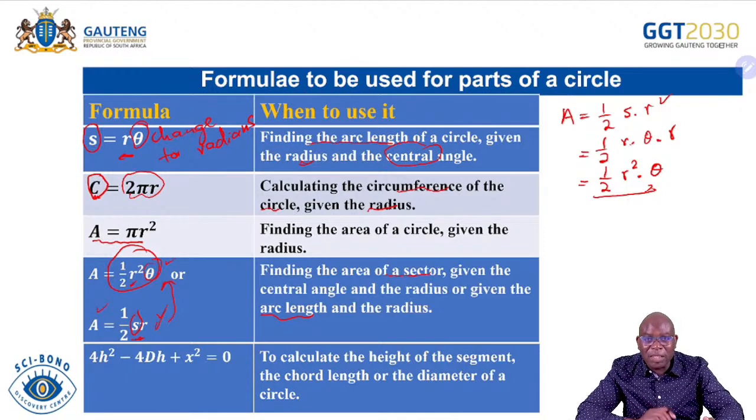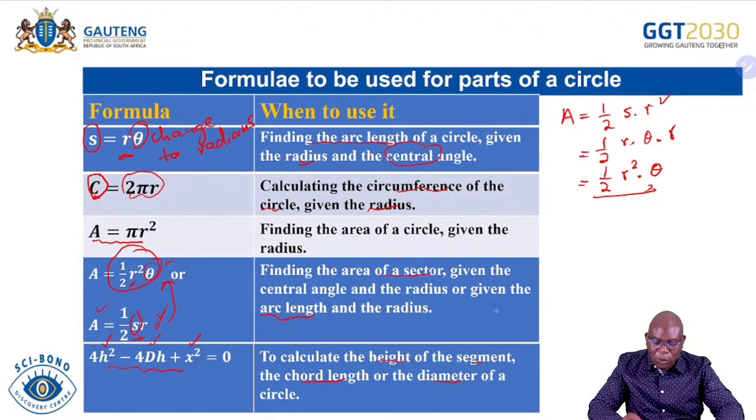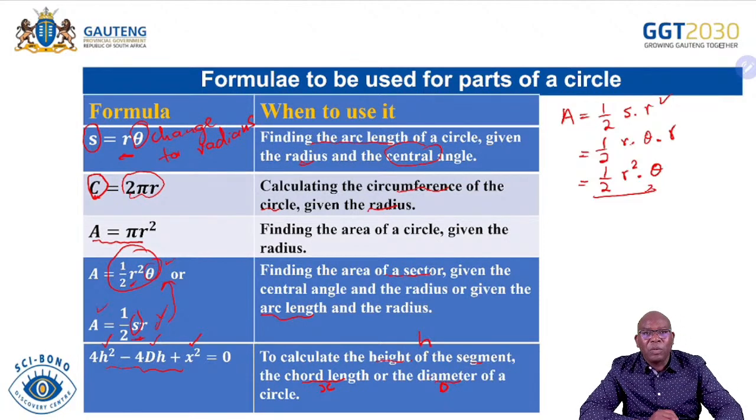But just for you to see that those two formulas are the same. The last formula that we're going to use for today is to calculate the height of the segment, or the chord length, or the diameter. We talked about all those things. So the H stands for the height, the D stands for the diameter, the X stands for the chord length. The height will be represented by H, the chord length by X, and the diameter by D. Can you see we have all those three?